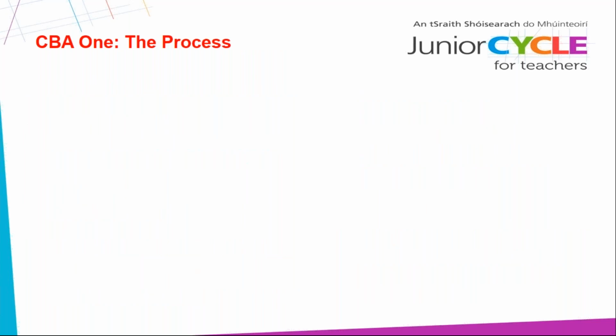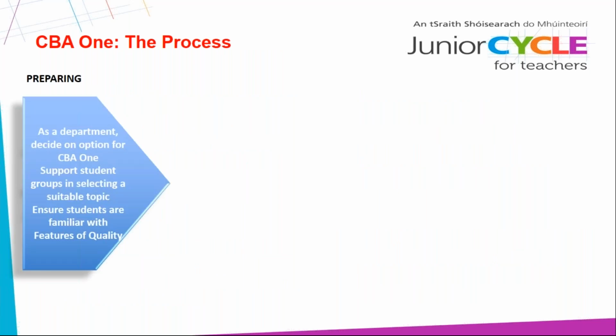Let us now look at the process of facilitating students to complete CBA 1. Well, the first step is to decide as a subject department which business in action option will be covered by the CBA. Then, supporting student groups in selecting a suitable topic within that option. It is essential that students are familiar with the features of quality that are to be used for awarding each student a descriptor.